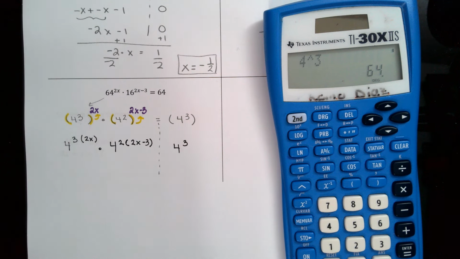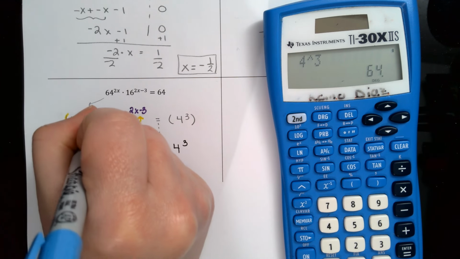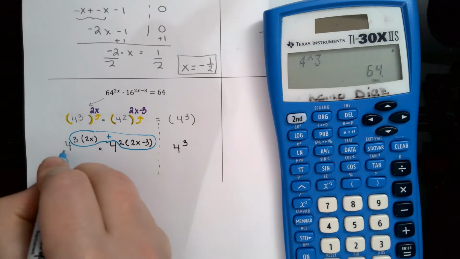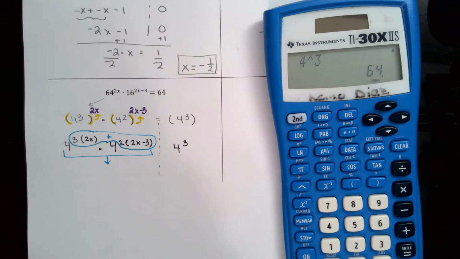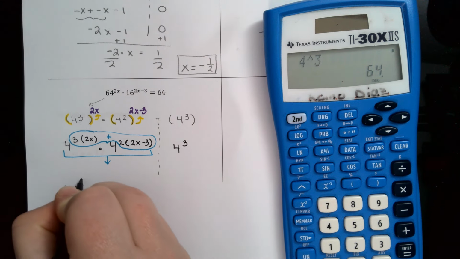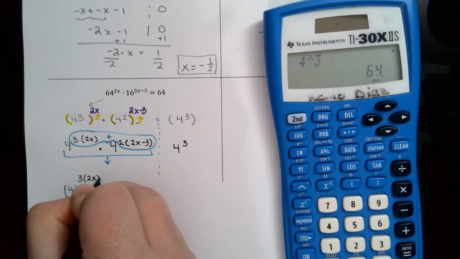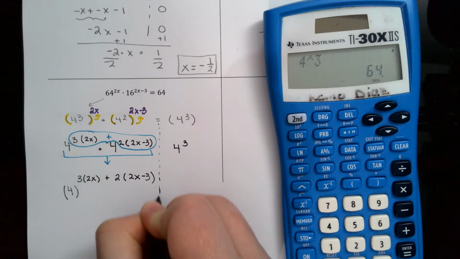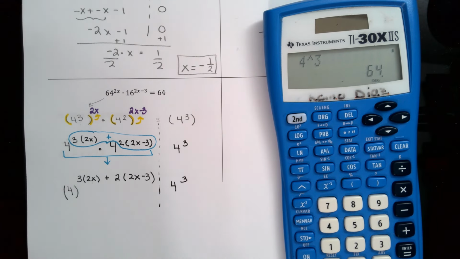No, you are unable to use the property of one-to-one here because you don't have one-to-one. We have two bases on this side. We have one base on the other side. This is a 2-to-1, and there's no property for that. So what we're going to do is we're going to condense. We're going to put these together by adding and bring these two 4s into one base of 4. So 4, you can keep parentheses, you don't have to. 3 open 2x, close it, plus 2 open 2x minus 3, close it. And on this side, we get 4 to the third power.